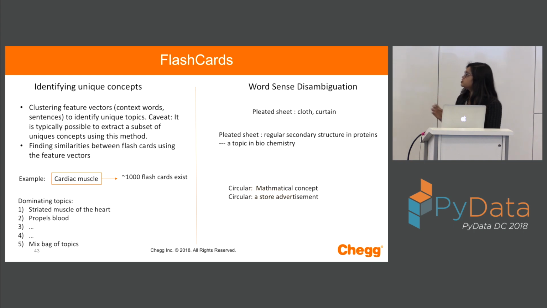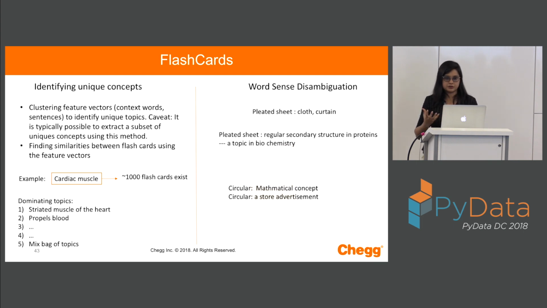Another thing that I've just started looking at is word sense disambiguation, particularly since contextualized word vectors promise to work very well in this space. This has to do with things like, if you search for pleated sheet, I'm not a bio person at all, but my obvious answer was cloth curtain or something in that space, or something in dancing as well. But pleated sheet is a regular secondary structure in proteins.